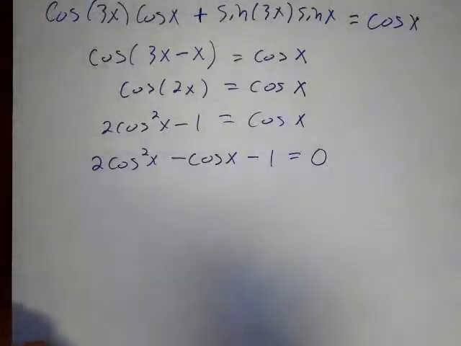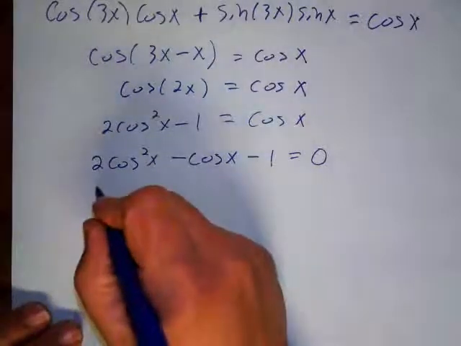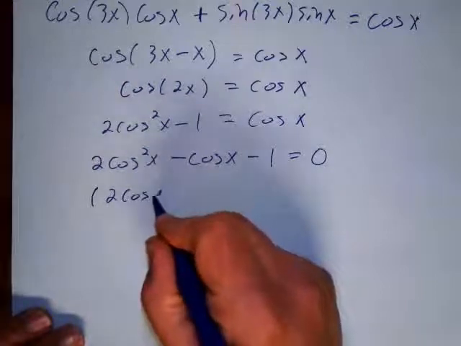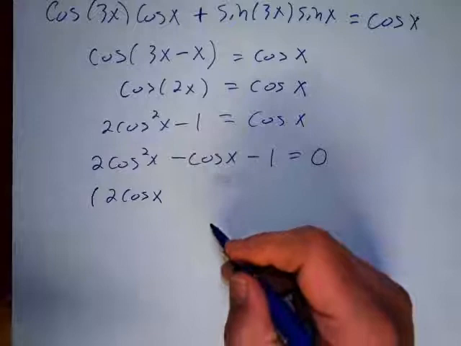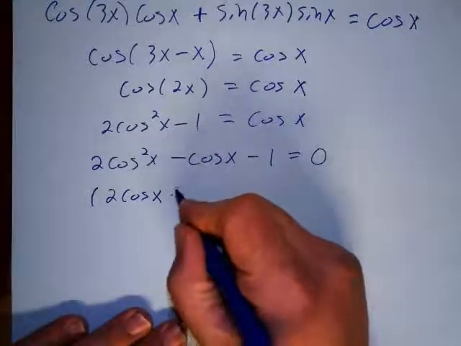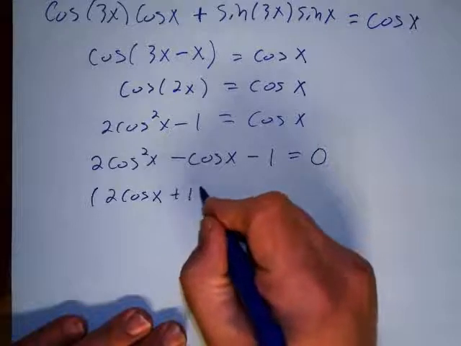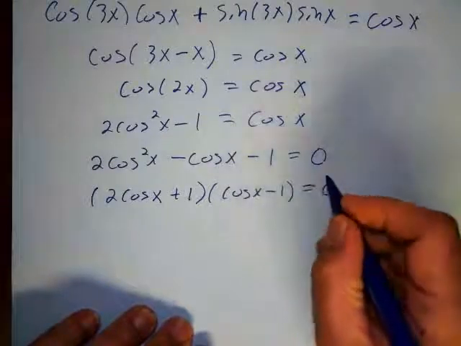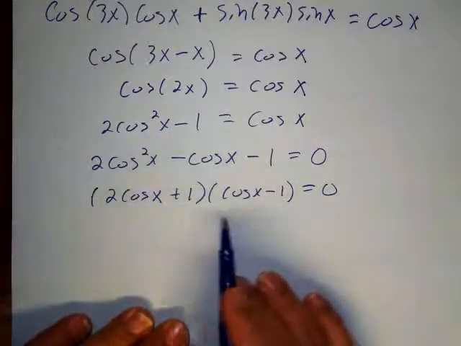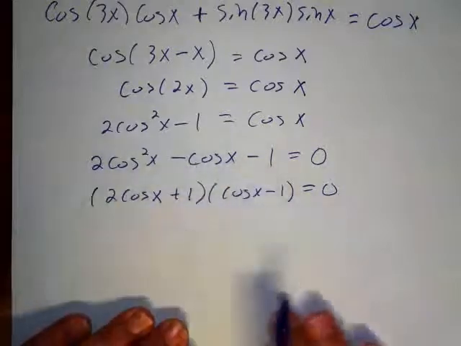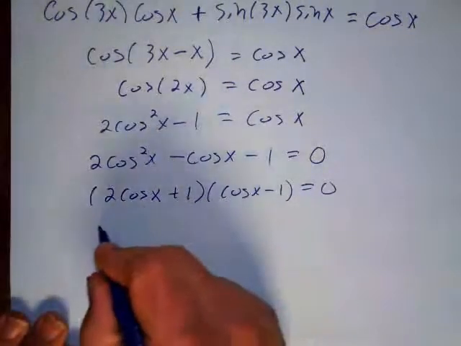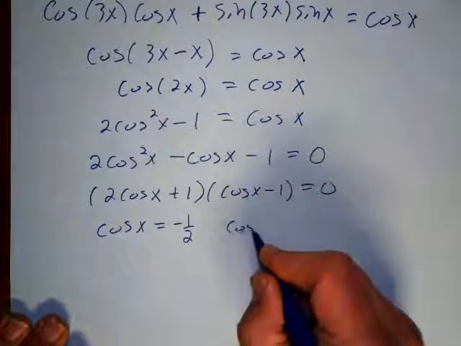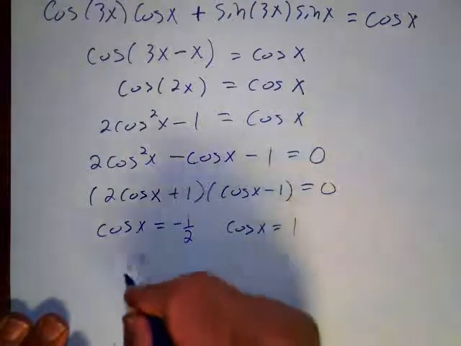And this one, I think you can factor it. I think it is 2 cosine x, can you factor this, minus 1 or plus 1, and then cosine x minus 1 is equal to 0. And I think that'll work because I get negative 2x plus this would give me that. Yep, so that works. And so now this one just becomes cosine x equal to negative 1/2, and then cosine x is equal to 1. And we can solve these.